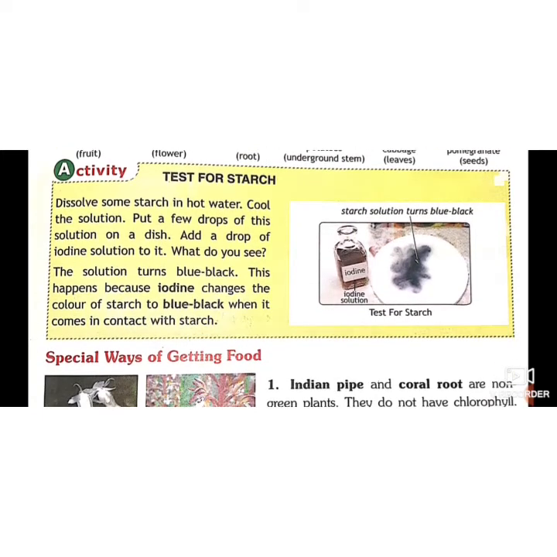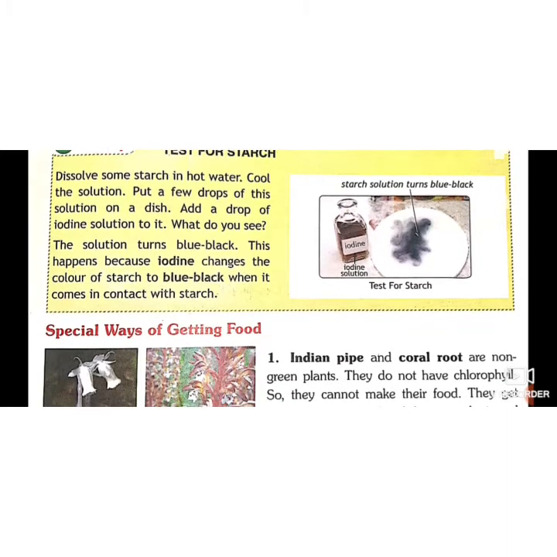So now the question arises, how can we test whether the given substance has starch or not? For this there is a test which is called the iodine test, and when we put a few drops of this solution on the given dish, if it turns blue black, then this blue black color shows us that it is starch.